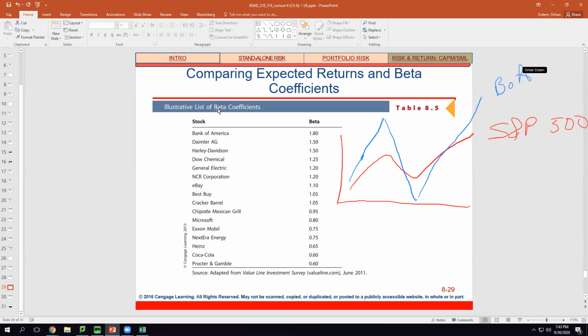But now this is going to be Procter and Gamble. So when the S&P goes up, Procter and Gamble goes up too, but less. You see that? More or less, they do the same movement, but Procter and Gamble moves less than the market does. So this is less risky. Bank of America is highly risky in terms of market risk.